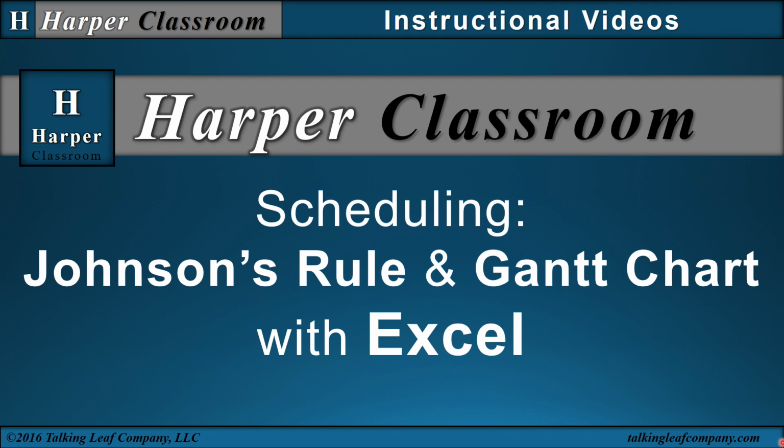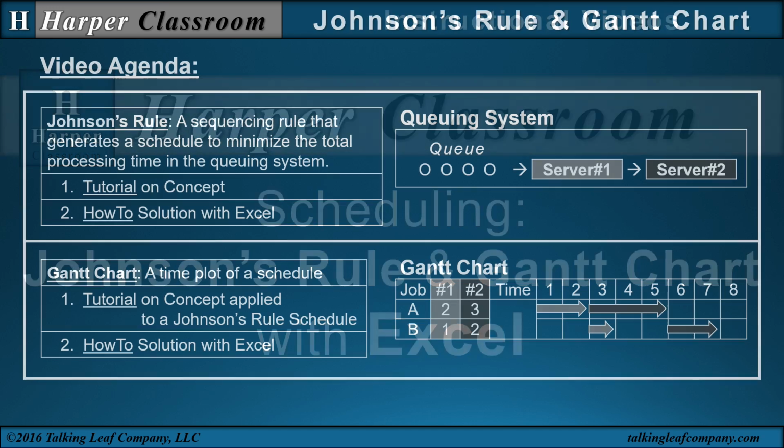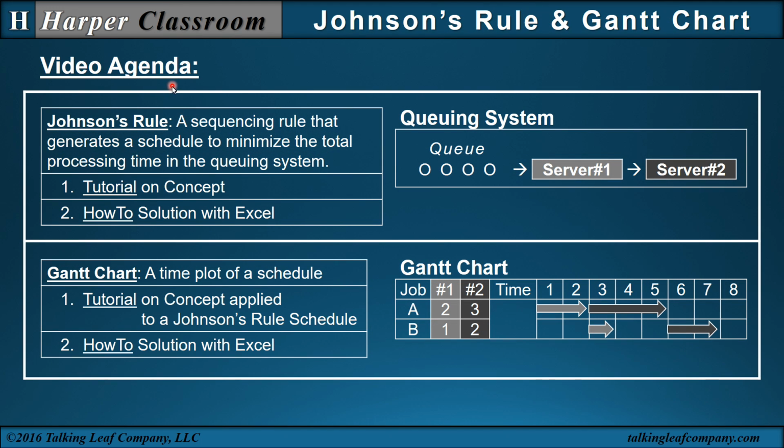This video is on scheduling, Johnson's Rule, and Gantt Chart with Excel. The agenda for this video is first Johnson's Rule, a sequencing rule that generates a schedule to minimize the total processing time in the queuing system, where the queuing system is a queue or a waiting line to be processed on two servers in series.